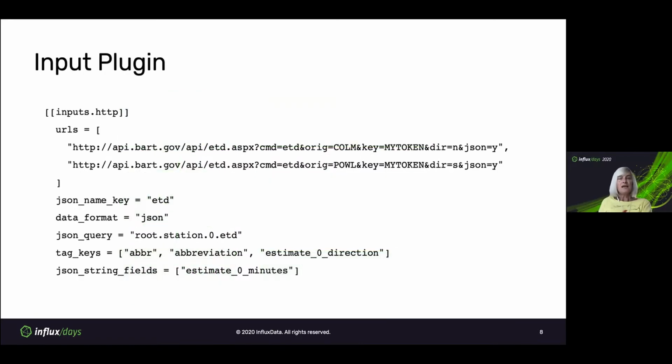So my input plugin is pretty simple. I was actually calling two APIs. For any of you who recognize the station names for BART stations, I wanted to find out the estimated time of departure for trains originating in Colma and heading north. So that was orig equals colm and dir equals n. And then I also wanted to get the estimated time of departure for trains heading south from the Powell Street station. So Colma north in the morning and Powell south in the evening.